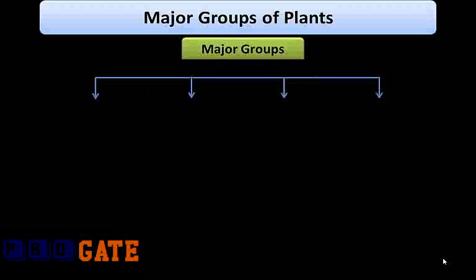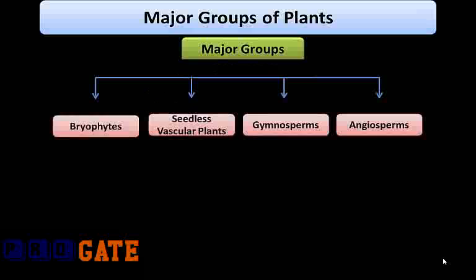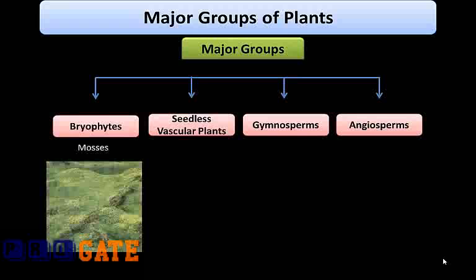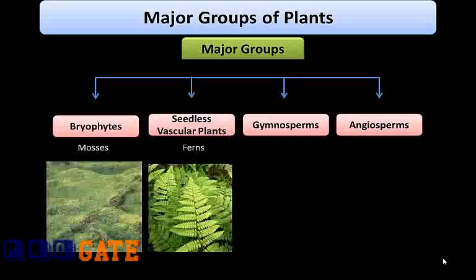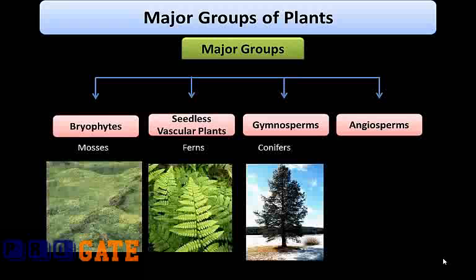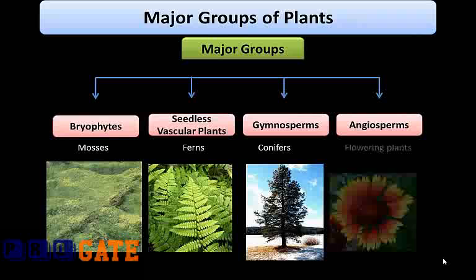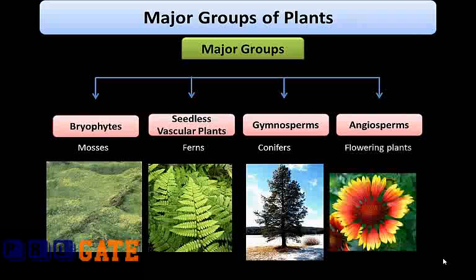Basically there are four major groups of plants: bryophytes, seedless vascular plants, gymnosperms and angiosperms. Bryophytes include mosses, seedless vascular plants include ferns, gymnosperms include conifers, and angiosperms include flowering plants.